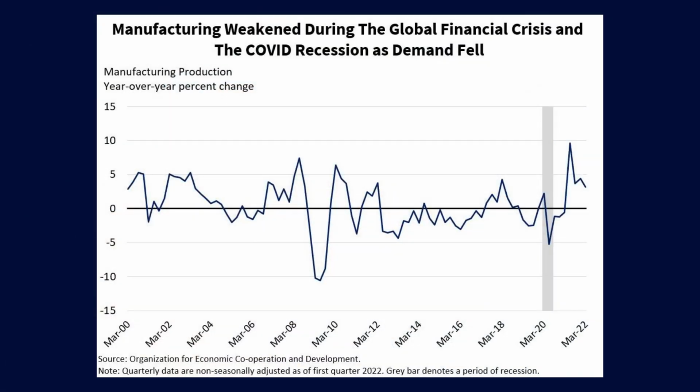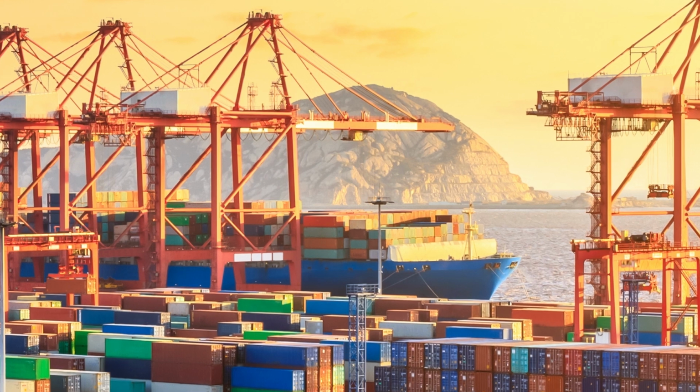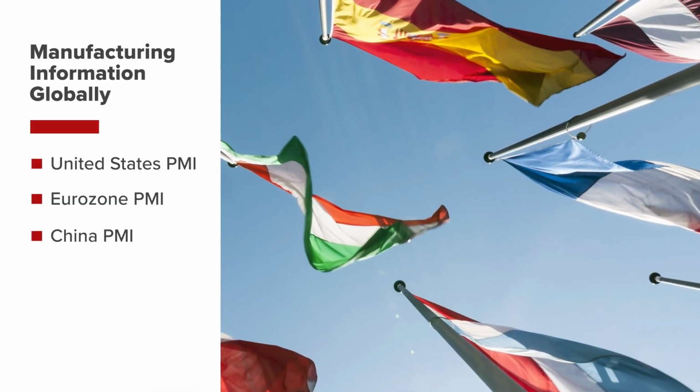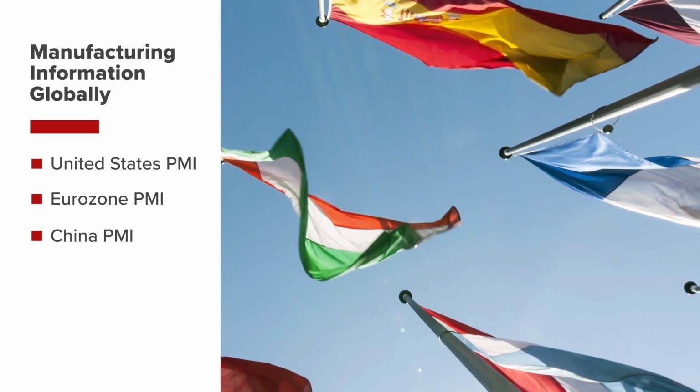If manufacturing weakens significantly in Australia, as it did during the 2008 financial crisis and the COVID-19 recession, it may signal weakness for the domestic economy that could possibly have consequences for its major trade partners and for the international economy due to its globalized nature. For a full and comprehensive look at manufacturing conditions globally, follow the US PMI, Eurozone PMI, and China PMI, since those regions represent roughly half of global GDP.